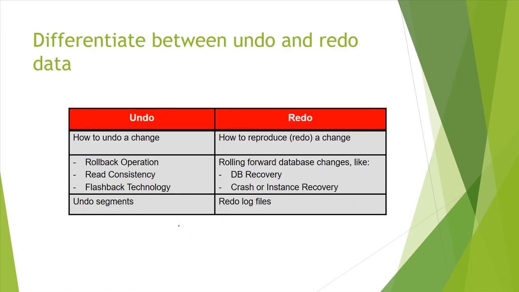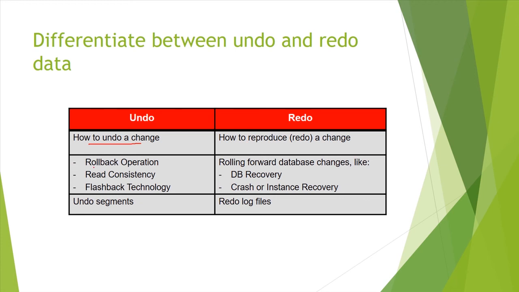Differentiate between undo and redo data. What's the difference between undo and redo data? The undo data is used to undo the change. If you by mistake, for example, update a table, you can roll back the change by using the undo information, or the undo data, stored in the undo tablespace. While the redo data is used to reproduce or reapply the change.